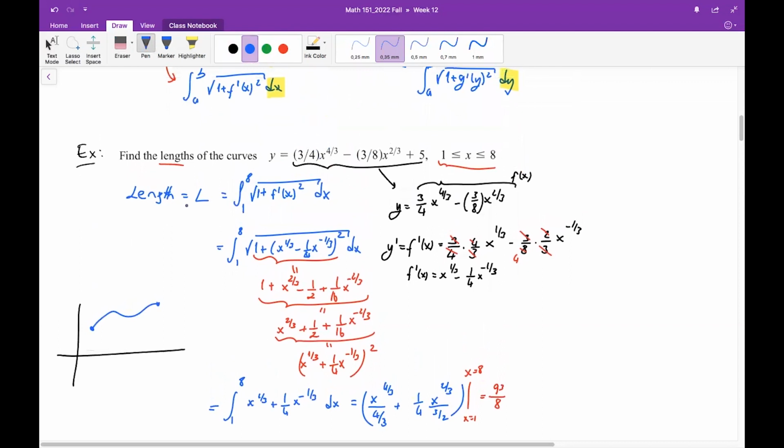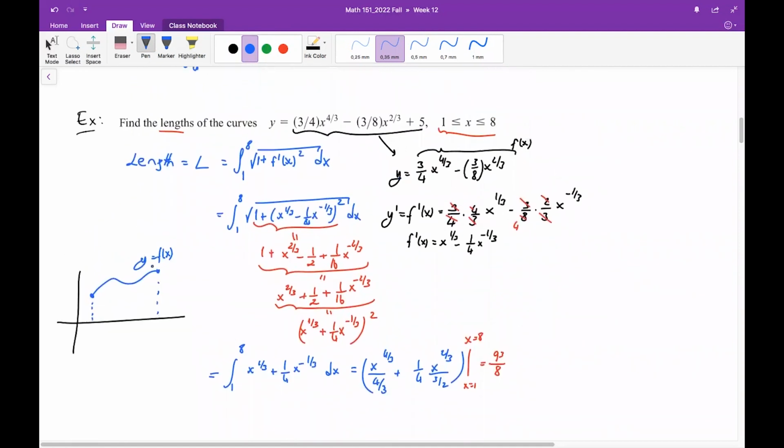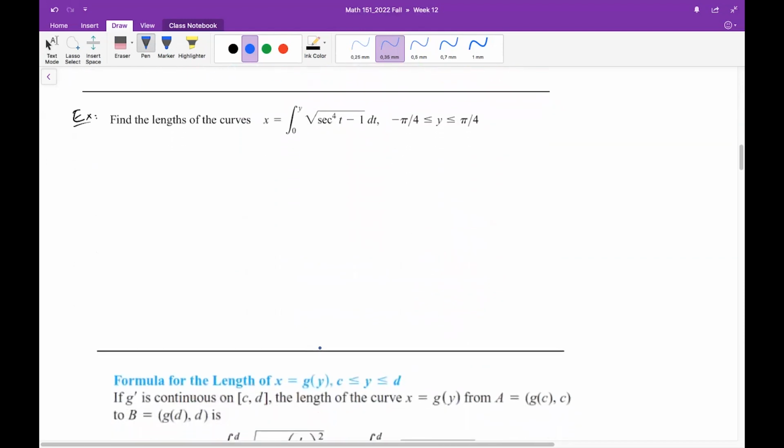Okay, what is this curve? It is given by this formula y equals f of x. So from which point to which point? We were interested in point 1 to point 8. So this length is computed as 93/8, the length of this curve. Okay, so this is a nice explanation of how we can find the length of curves. We try to apply this formula. That's why we start by taking the first derivative and then we continue with the computation of the integral. Okay, let's move on. Look at this example, please.